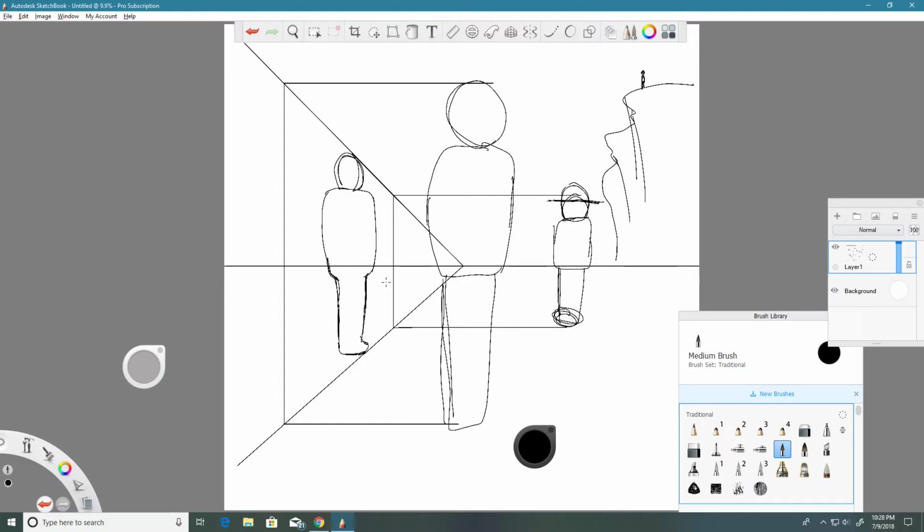Anyways, like I said, this will probably be one of the last tutorials that I'll do in single point perspective. I think we'll move on to 2-point perspective and then 3-point perspective in future videos.